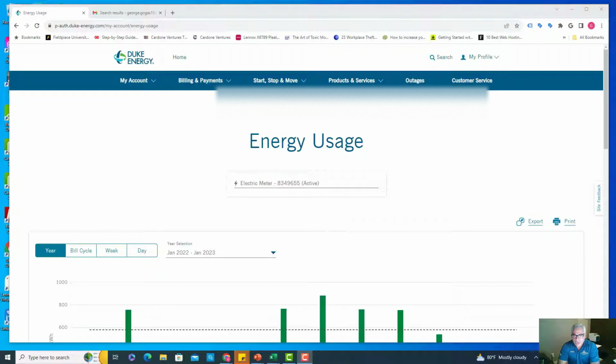And today I'm going to show you an example of my electric bill and the usage. And I'm going to go over the electric utility based on the usage of air conditioning systems.